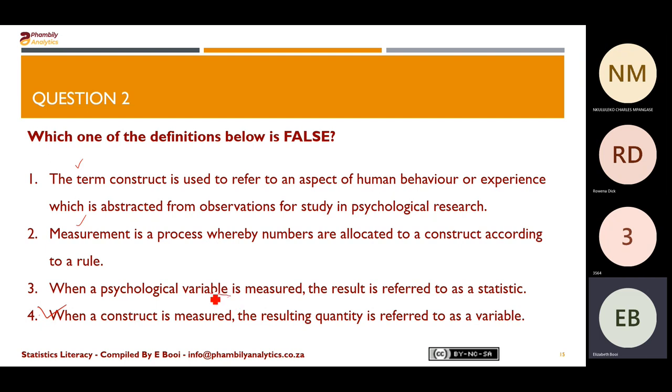The only thing that is not correct is this. Because if they had said that from a sample, when we measure a construct, it becomes a variable, it will be a statistic because it is from a sample. But here they don't even talk about a sample or a population. It just says a psychological variable. When it's measured, it becomes a statistic. It can also become a parameter, because if it comes from a population, the data that we summarize and measure will become parameters. So number three is the false one.